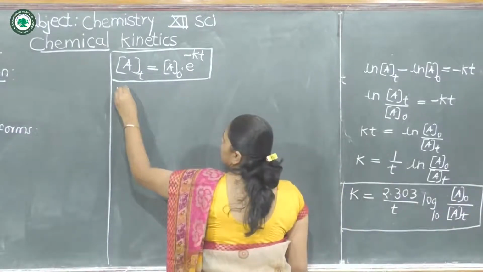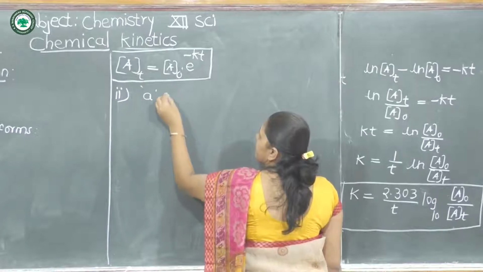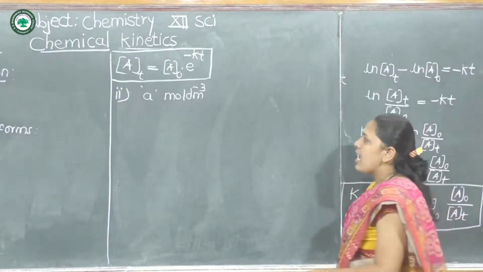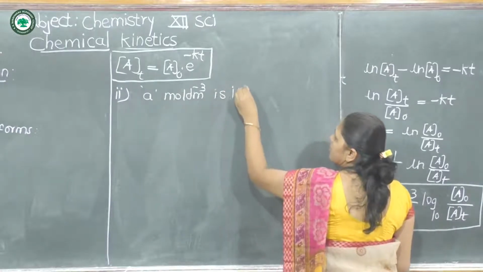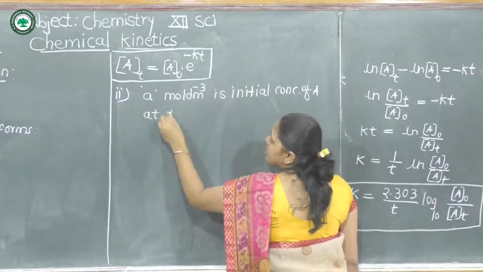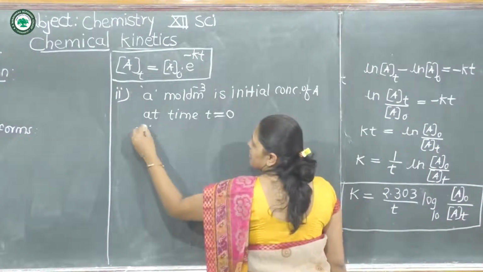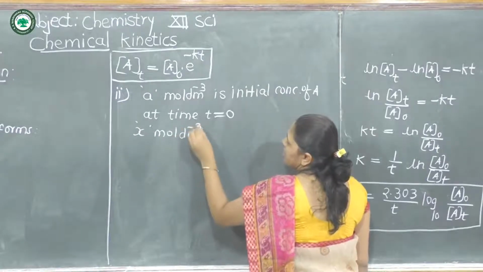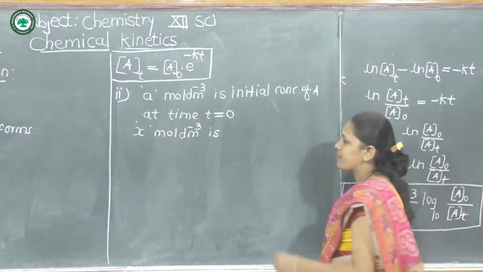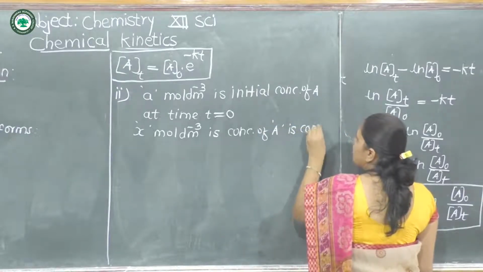Second is the second form. Let a mole per decimeter cube be the initial concentration of reactant A at time t is equal to 0, and x mole per decimeter cube is the concentration of reactant A that is converted into product.